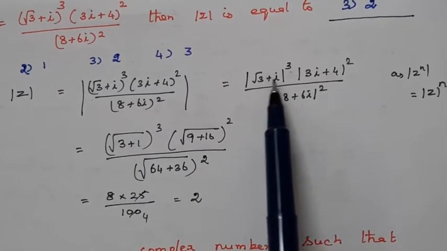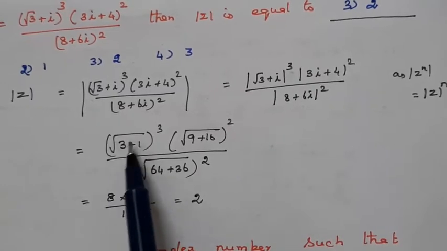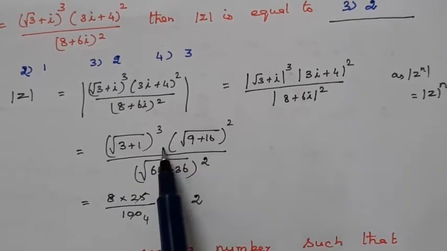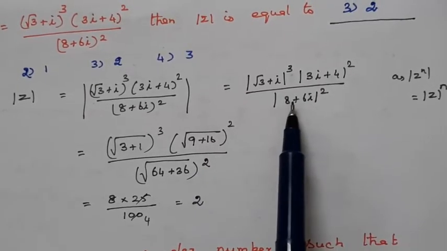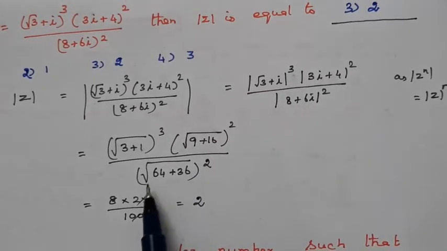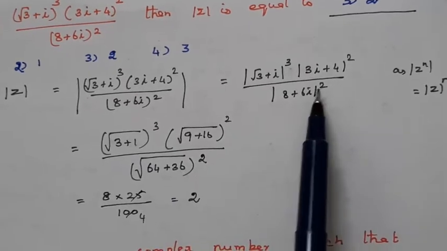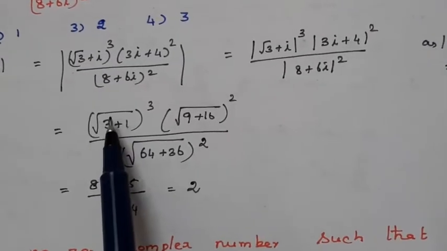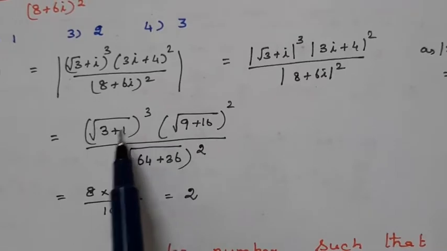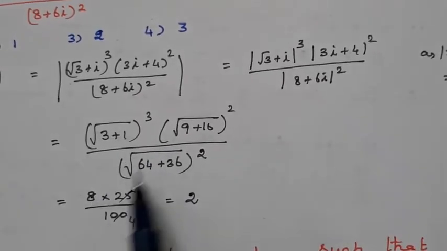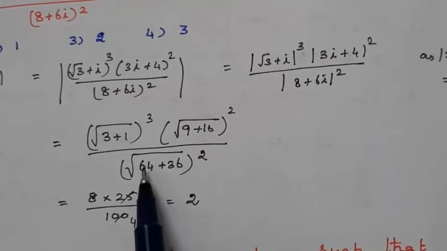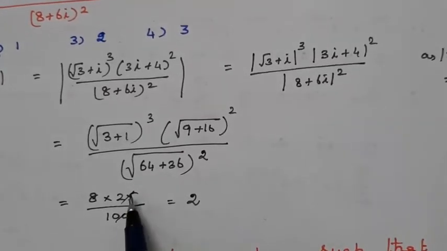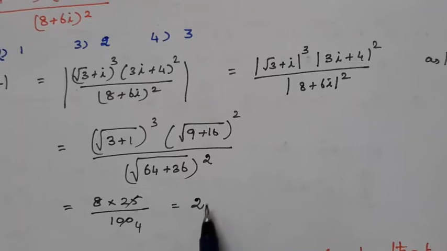Now what is the modulus of √3+i? Root of 3 plus 1, and the whole cube here, and here root of 9 plus 16 and the whole square, and the modulus of 8+6i is root of 64 plus 36 and that is squared, so you have to square it. So root of 3 plus 1 is 4, 4 cube, root 4 means 2, 2 cube is 8. Again 9 plus 16 is 25, root 25 the whole square is 25, again root 100 the whole square is 100, and then after simplifying this we will get the answer as 2.